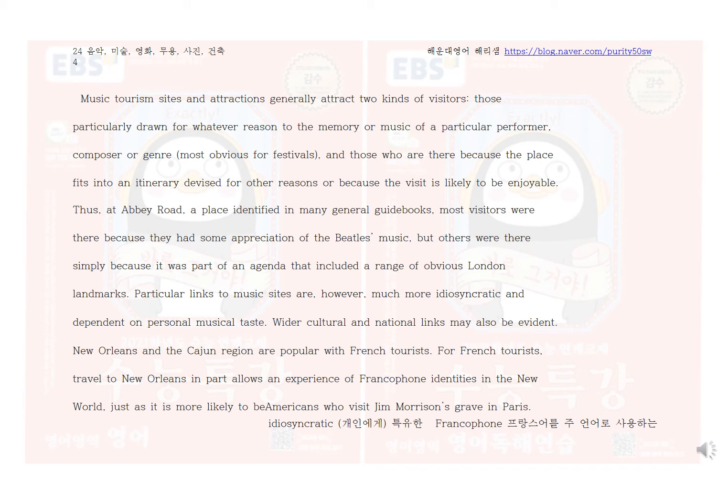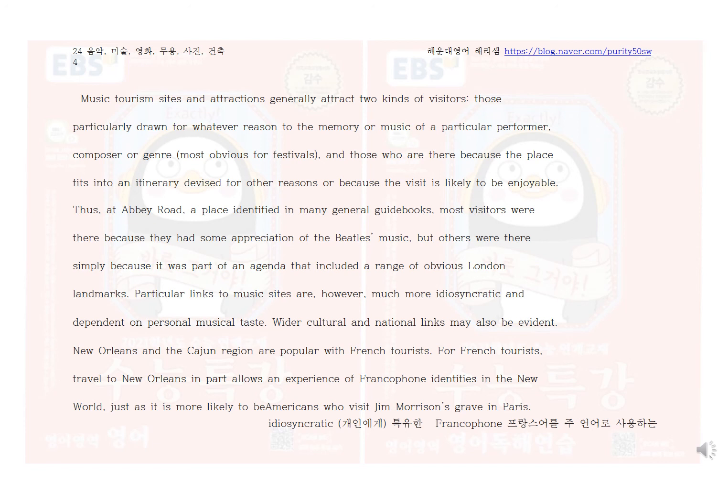Thus, at Abbey Road, a place identified in many general guidebooks, most visitors were there because they had some appreciation of the Beatles' music. But others were there simply because it was part of an agenda that included a range of obvious London landmarks. Particular links to music sites are, however, much more idiosyncratic and dependent on personal musical taste. Wider cultural and national links may also be evident.